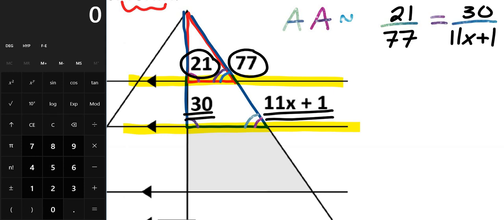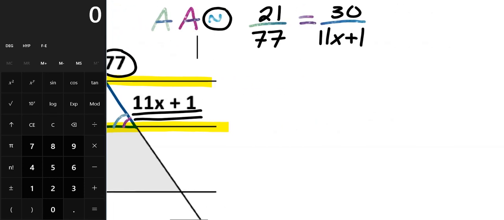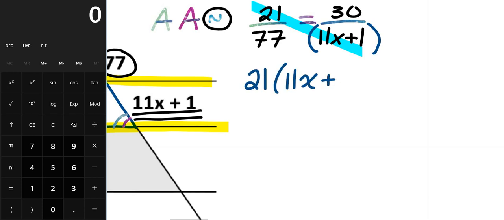For this question, it's very important that you recognize that those parallel lines are showing you that there are corresponding angles that are congruent, so our triangles are similar because of the AA similarity postulate. Let's go ahead and solve, because the solving is also pretty important here. When we solve, we cross multiply. The key is that you keep your 11x plus 1 in parentheses, because you want to multiply 21 by both terms. So it's going to be 21 times 11x plus 1 equals, and on the other side, 77 times 30.